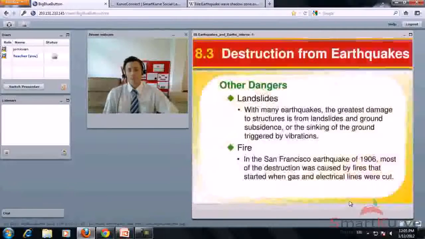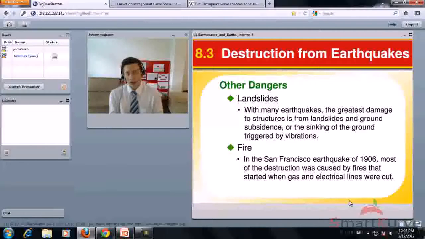Some other dangers from earthquakes: landslides. We saw a few of these in our lesson on soil. Obviously, when those plates move and there's shaking from an earthquake, we can get those collapses. The greatest damage to structures is from landslides and ground subsidence. We saw a lot of good pictures in our last lesson.